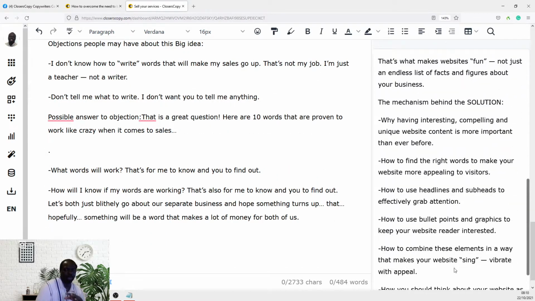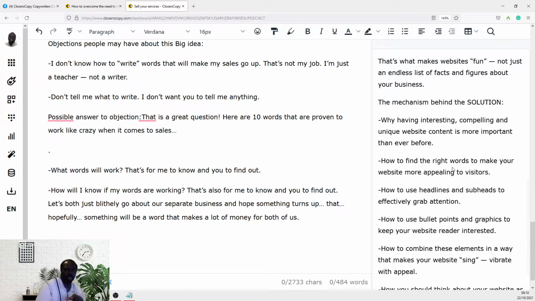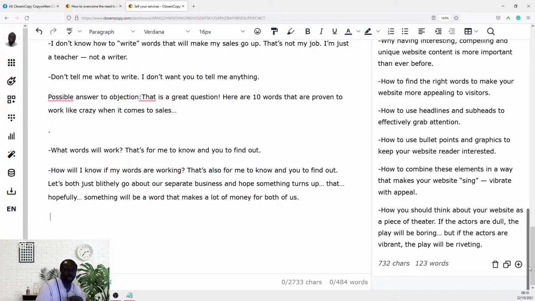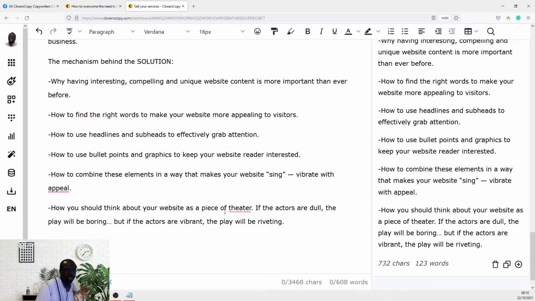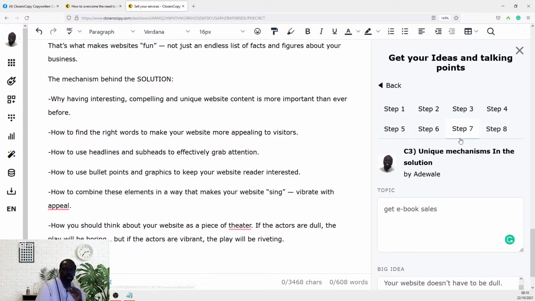Please, that's exactly what I want. Why having interesting and compelling, unique website content is more important than ever before. How to find the right words to make your website more appealing to visitors. So you see, this is giving you headlines, potential ideas that your customers will really, really love, that is linked to your product. Okay, let's go to the next one.